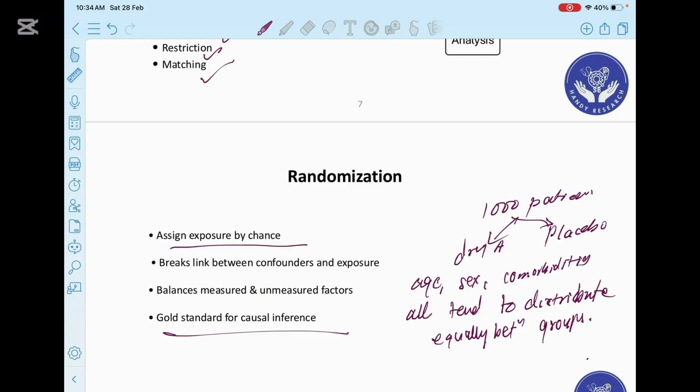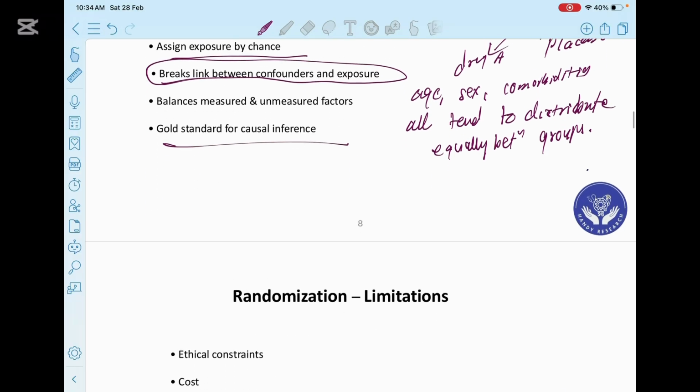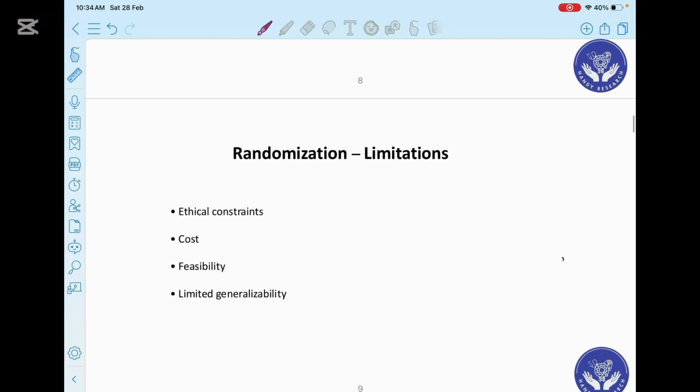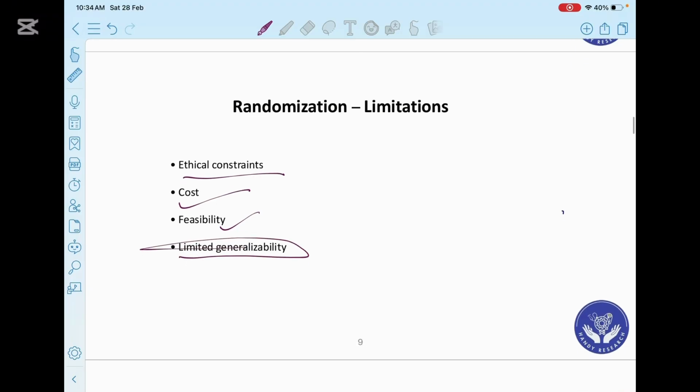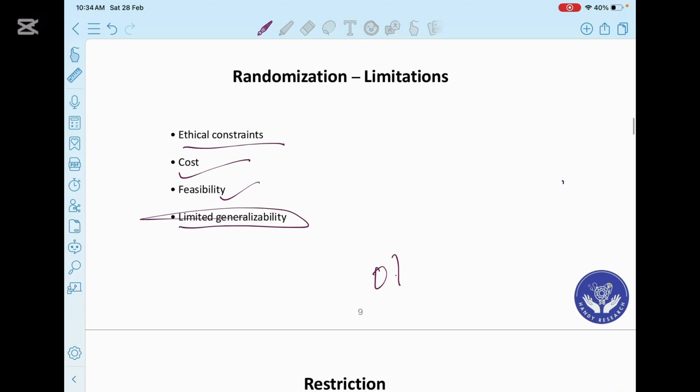Randomization breaks the link between the confounder and the exposure. But in many studies, especially observational ones, randomization is not possible. That's why randomization has some limitations as well. It may be unethical, it may be expensive, it may be impractical, and it may not reflect real world populations. That is the limited generalizability. That is why we need other methods.